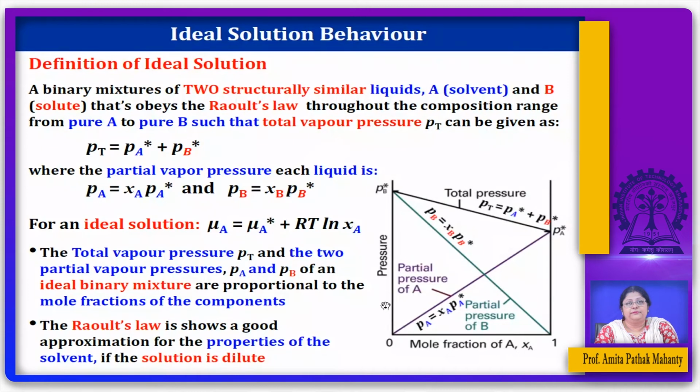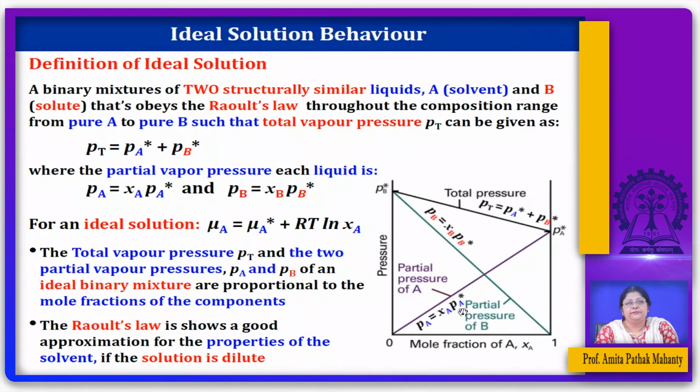Y equals mx plus c. This is the x-axis, mole fraction. This is the pressure. Then what is the slope of this plot? The slope of this plot is the vapor pressure of that component in the pure state, right? All of you agree?